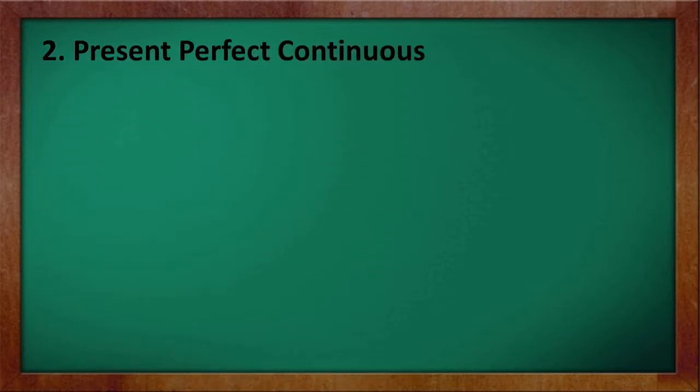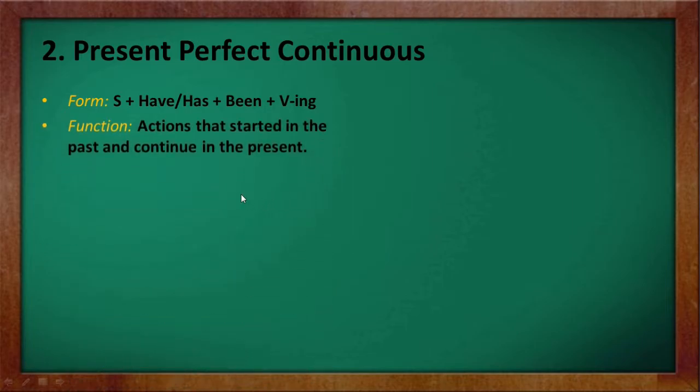The second is present perfect continuous tense. The general form of it is subject plus have or has, we add been, and plus verb-ing or present participle. The general function is to express an action that started in the past and continues in the present. Okay. The adverbs in this tense are for, since, today, recently, lately, just now, yet, so far, and etc. This is like present perfect.